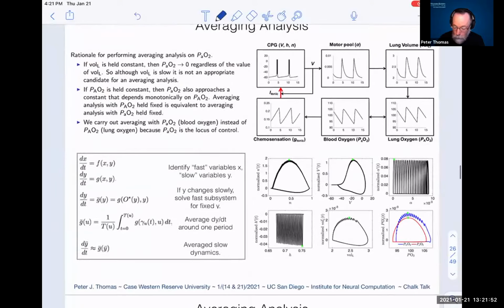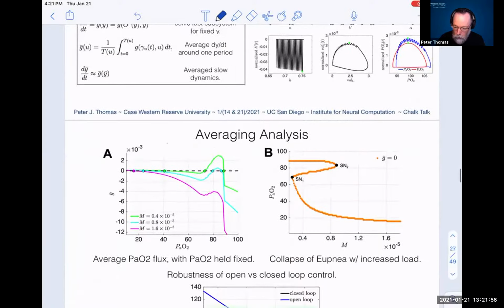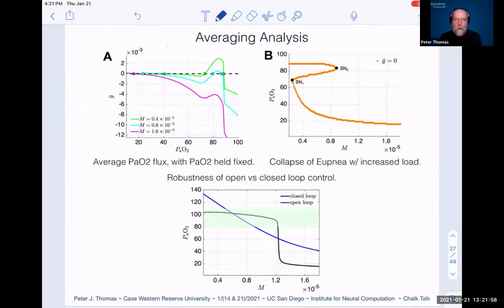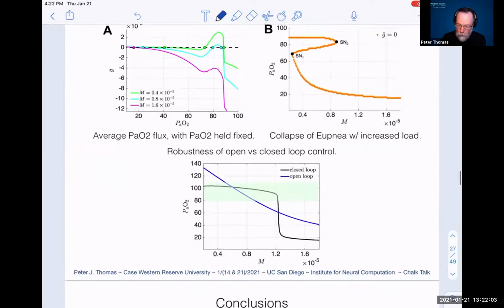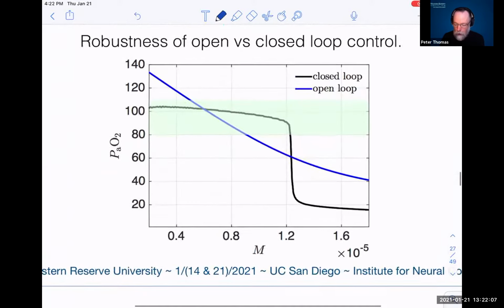We can do fast, slow analysis on the model. I won't bore you with that. Maybe I'll show you this last piece of it. In fact, I'm just going to focus on this. There you go, I can hide the parts. Oh, that's lovely. Hide the parts I don't want to talk about.